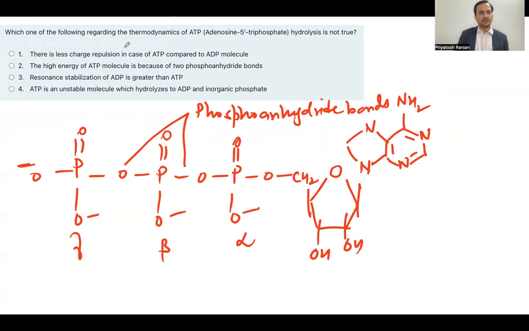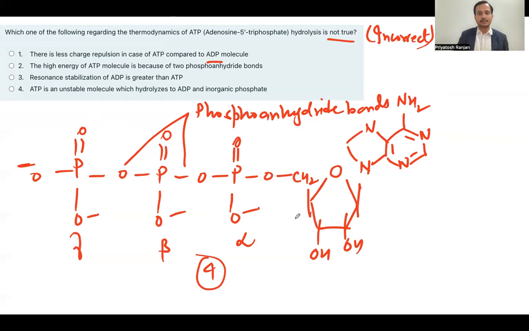Now try to look at these options. Which one of the following? What I have to choose is not true, that means incorrect. There is less charge repulsion in case of ATP compared to ADP molecule. Seems false, because ATP is adenosine triphosphate. Remember, ADP is adenosine diphosphate. There is one less phosphate molecule. Now, simple. We just count the negative charges present here. We have total 1, 2, 3, 4. There is going to be comparatively more repulsion.